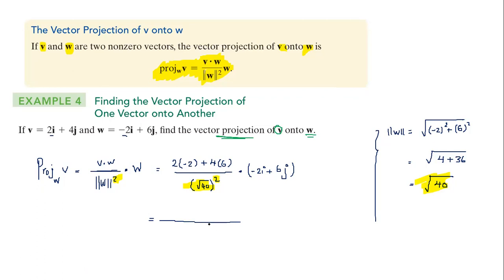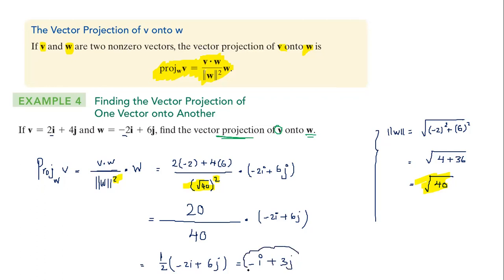In the numerator it's negative 4 plus 24, which is 20. And this 20 is all over 40. We're going to cancel this and this. And then we have negative 2i plus 6j. It will be 1/2 times negative 2i plus 6j. So it's negative i plus 3j, by the distributive property.